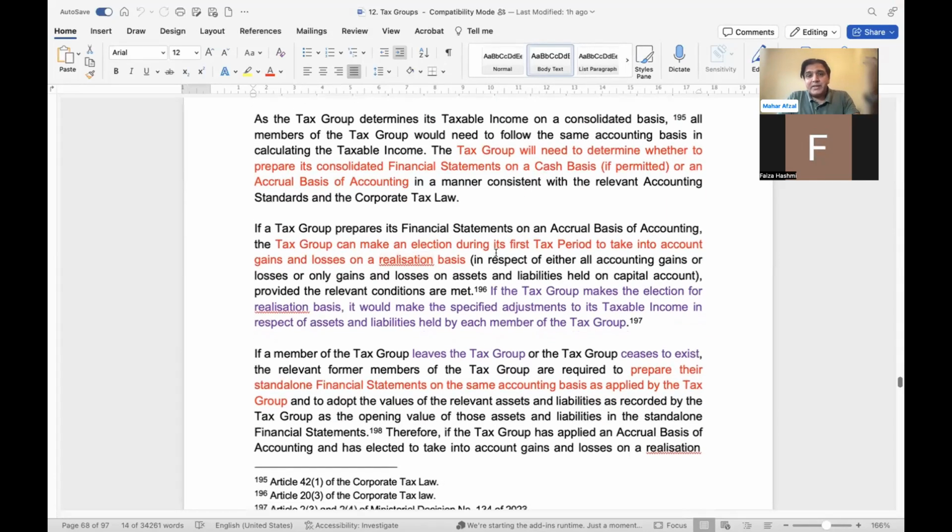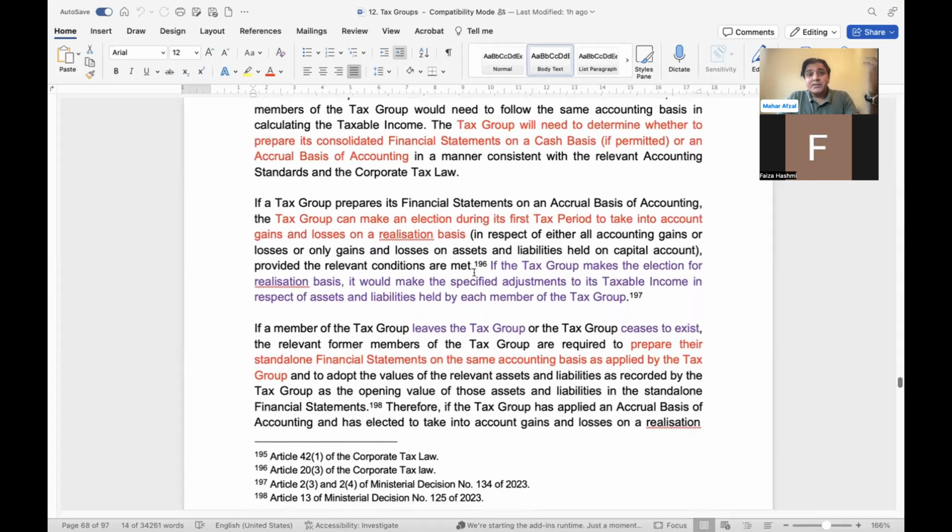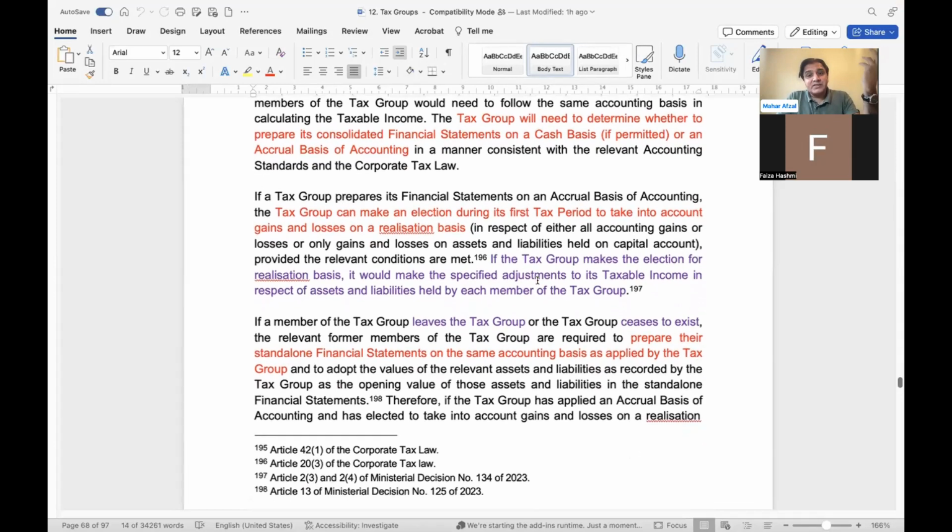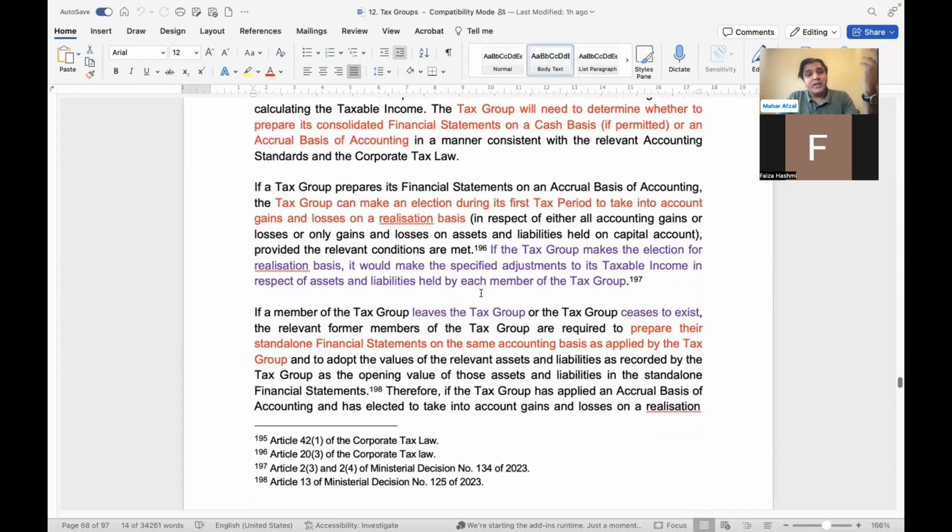The group can make an election during its first tax period to take gain and loss on realization basis. As I mentioned, an individual entity cannot take it. The group will decide whether they need to tax the gain or losses on the related assets on accrual basis or on cash basis. If the group has decided to make an election for realization basis, it would be the specified adjustment. If the financial statements have been prepared on accrual basis, the group needs to make adjustments in the respective individual entities of the group, but the decision will be taken at the group level.